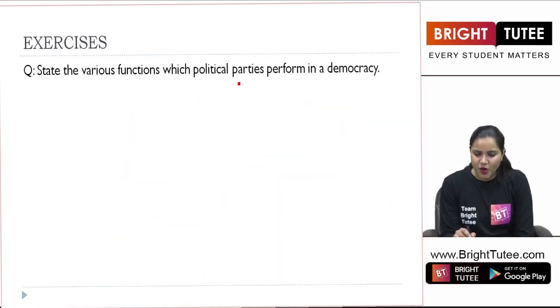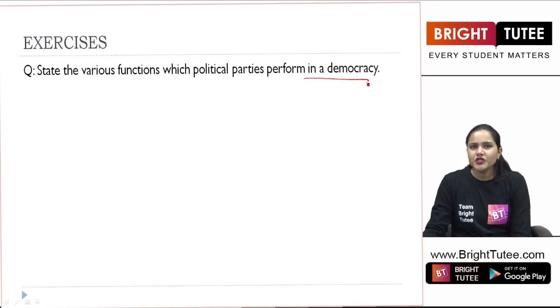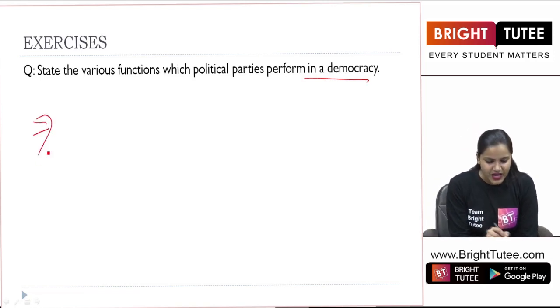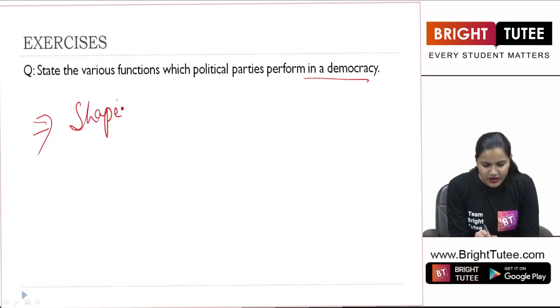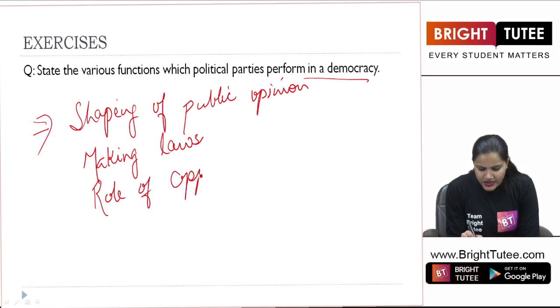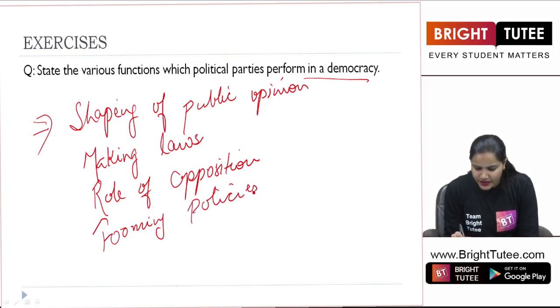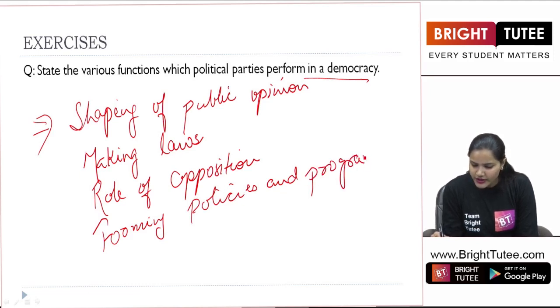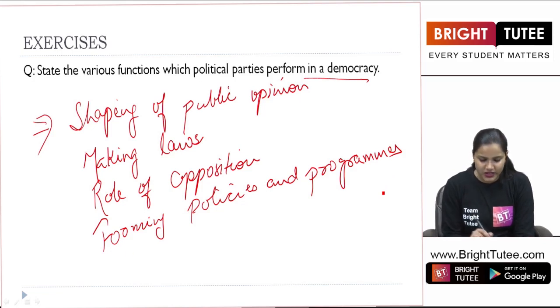Now state the various functions which political parties perform in a democracy. How are you going to answer this question? You have to talk about the various functions that we have learned right now. So the first function here you can talk about is the shaping of public opinion. Then you can write about making laws. Third point can be the role of opposition parties or role of opposition. Fourth point can be forming policies and programs. And right now we have discussed all these points. So you should not face any difficulty in answering this question.